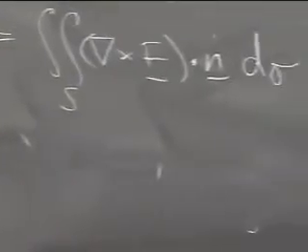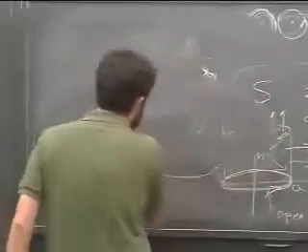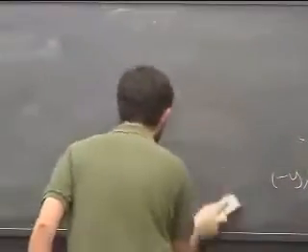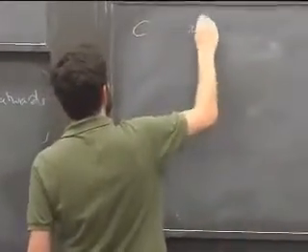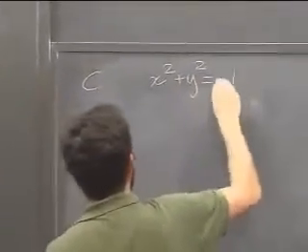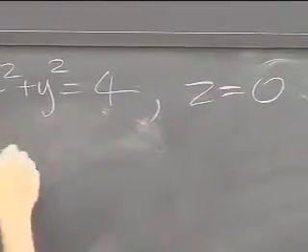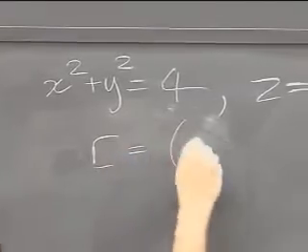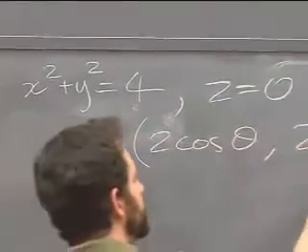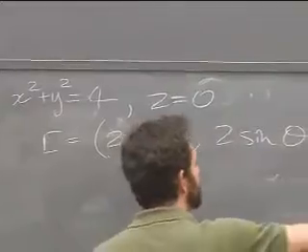And we're actually in a very similar case to before. So before we complete it, we need to do a little bit of work, but it's the same sort of work that we did before. It's sort of depressingly similar. There's only so many curves and contours that you can actually compute, so maybe we shouldn't be so surprised. So C is the circle x squared plus y squared equals 4, and z equals 0. So we'll parameterize it by 2 cosine theta, 2 sine theta, 0.